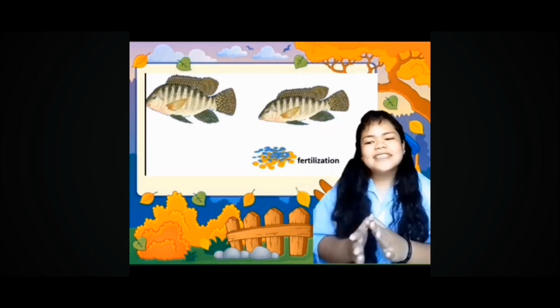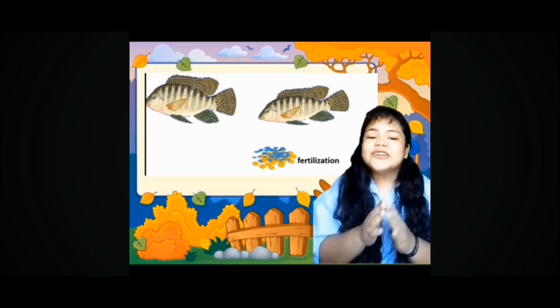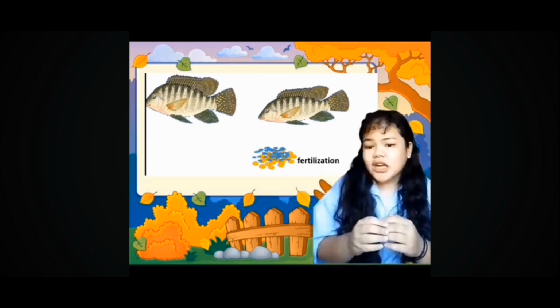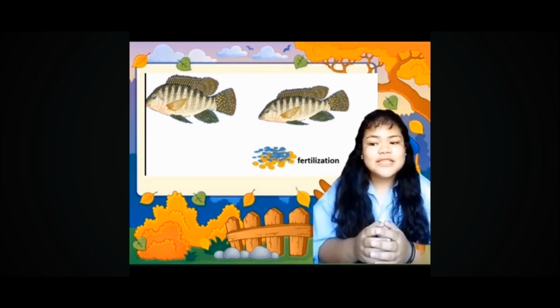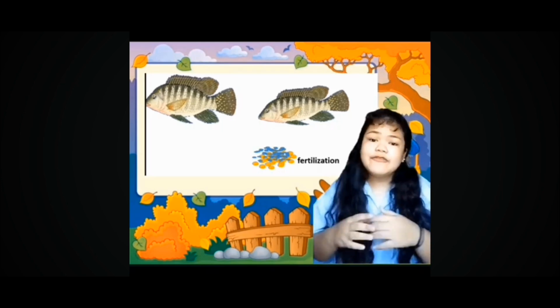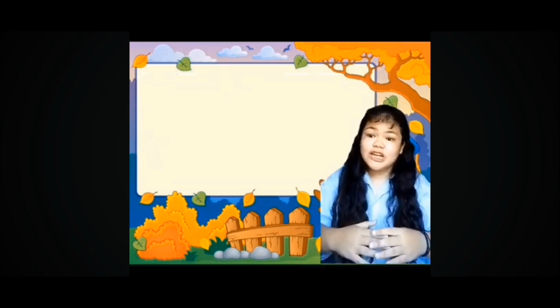Let's move on to the second one, external fertilization. External fertilization occurs outside the bodies of the parents. The female releases eggs into the water or attaches them to a plant or rock. The male then releases sperm cells over the eggs to fertilize them. Examples are fish and frogs.